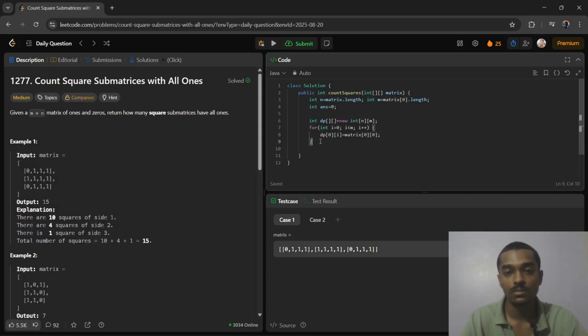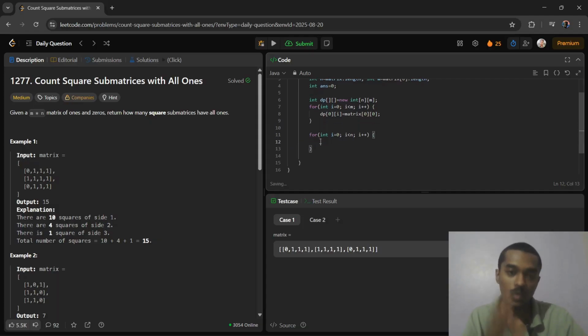Now we are filling our column. For filling the column, the column is stable but the row is changing. So the row was changing and the column was stable, so matrix of i comma 0.